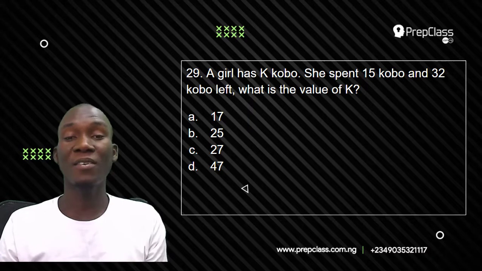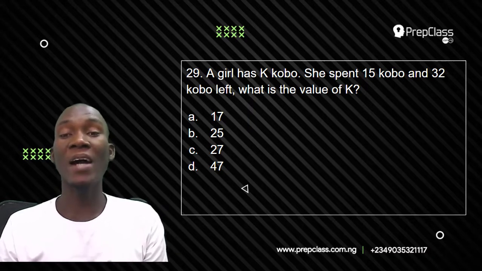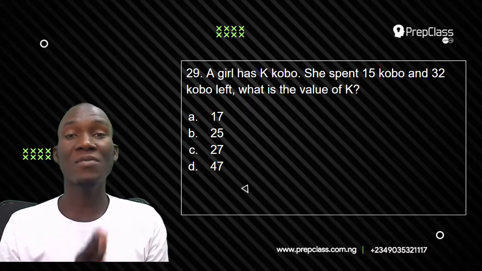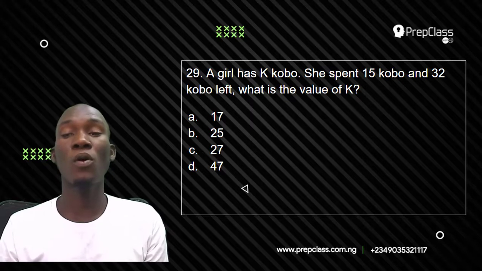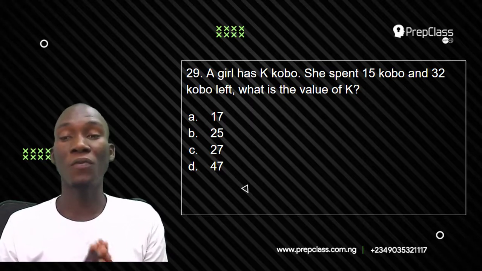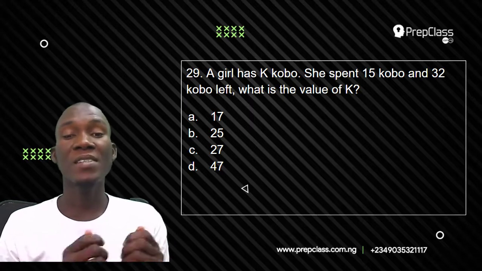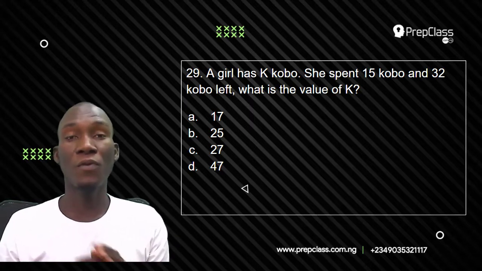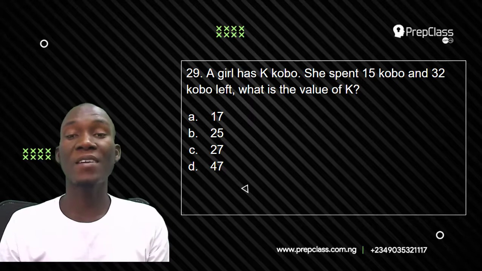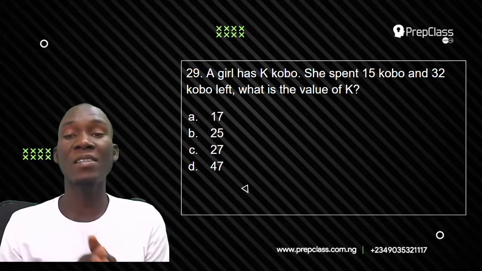Now question number 29. A girl has K kobo. She spent 15 kobo and 32 kobo left. What is the value of K? A. 17, B. 25, C. 27, D. 47. Now we have to find the value of K given that a girl has K kobo.